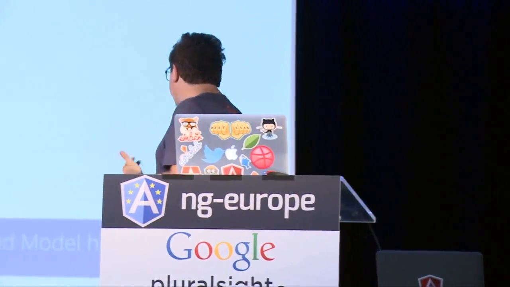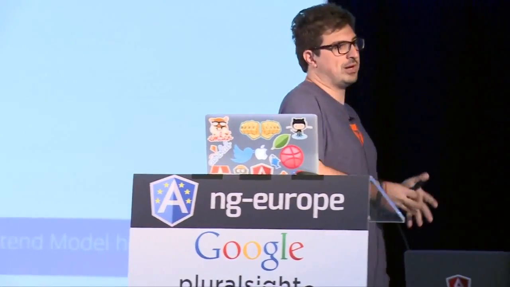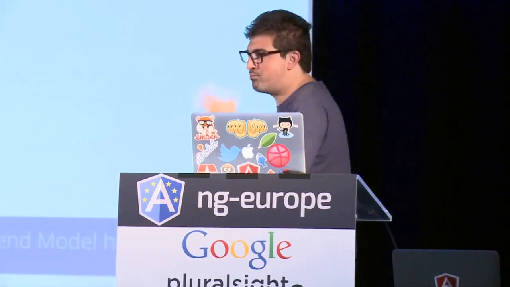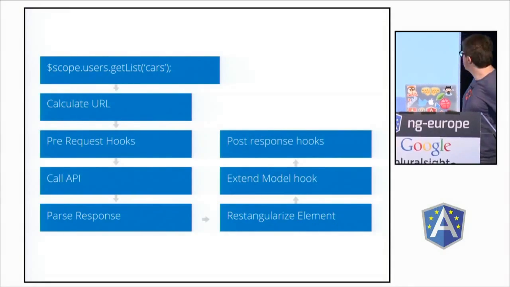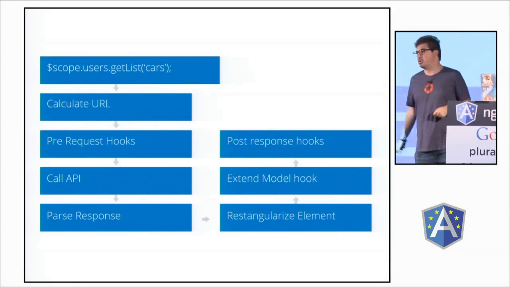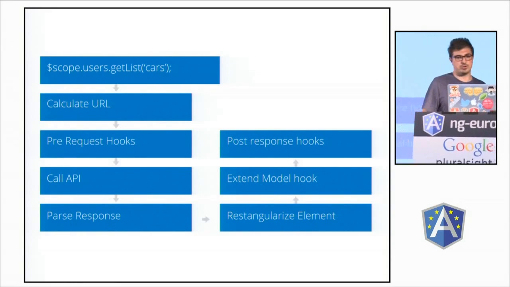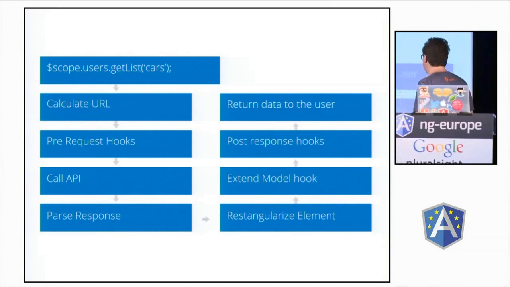We'll see the code in a second, but that's, for me, the biggest problem with Restangular right now: you have models, you can add new fields, you can add new functions, but it's not really a model. It's just like monkey patching the object. Then, once you extend the model, you have post-response hooks, where you can do new things with that response. And finally, the data is returned to the user so that he can, well, use it.